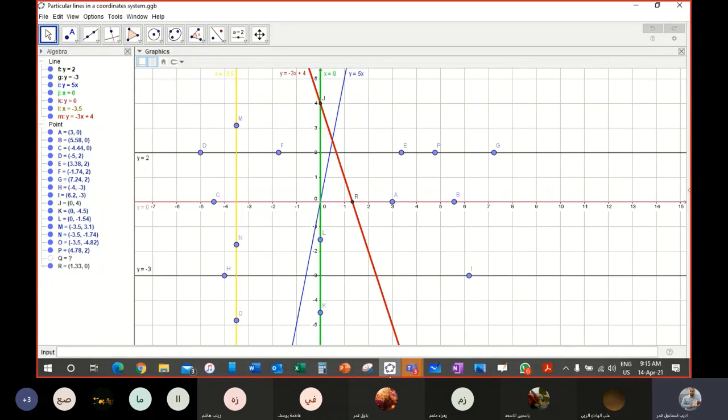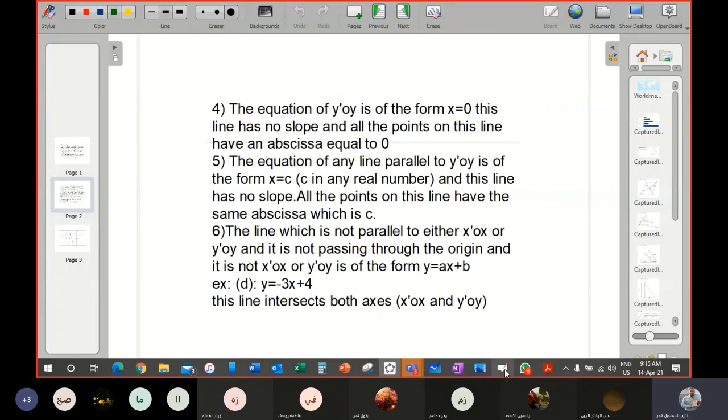The final line that we see in this chapter, in lines and coordinate system, is the line which is not parallel to either x prime of x or y prime of y, and it is not passing through the origin. It is not x prime of x, and it is not y prime of y, and it is of the form y equals ax plus b. Example, line D, y equals minus 3x plus 4.